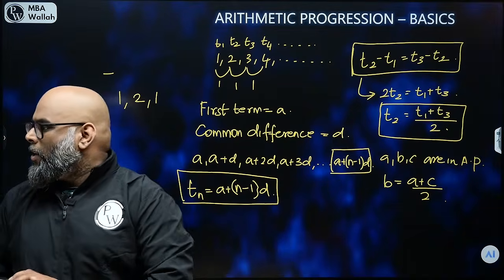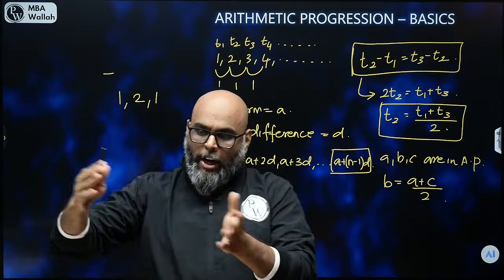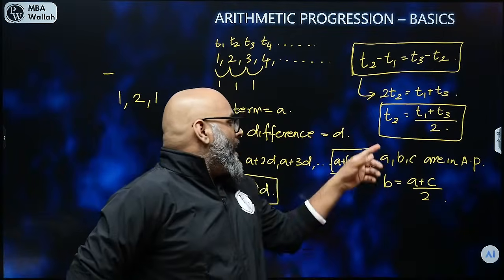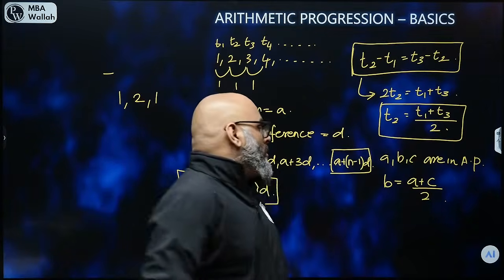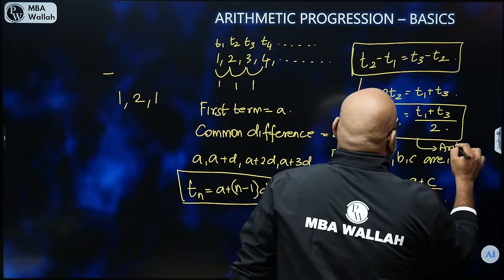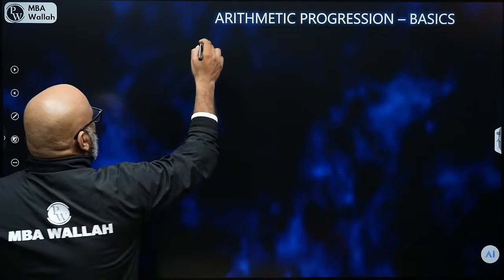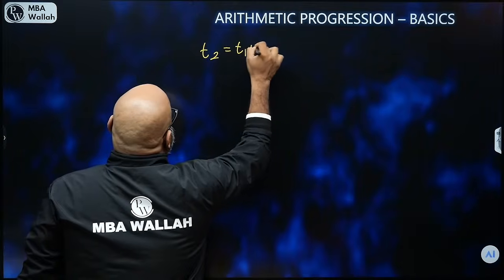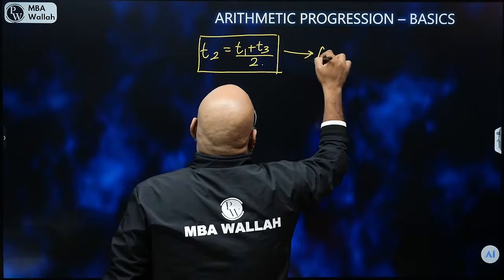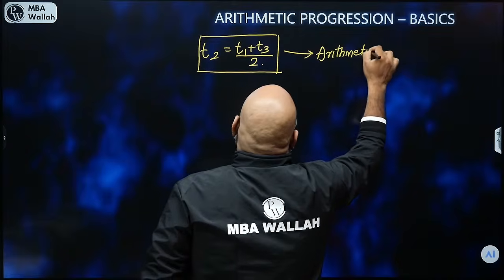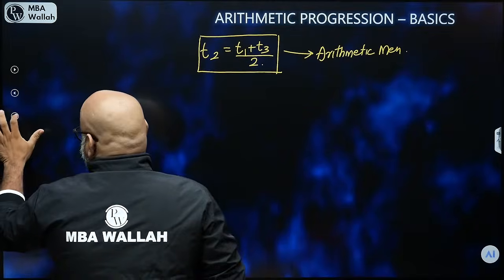Clear? Are we good? So the first thing that you need to know is the difference between any two consecutive terms in an AP is always the same, and the middle term is always the average of the two extreme terms. T2 is equal to T1 plus T3 by 2. I'll write it in the next one. I'll have one slide for all the formulas. T2 is equal to T1 plus T3 by 2. This is called your arithmetic mean. We call this the arithmetic mean, sorry, not men, my bad.